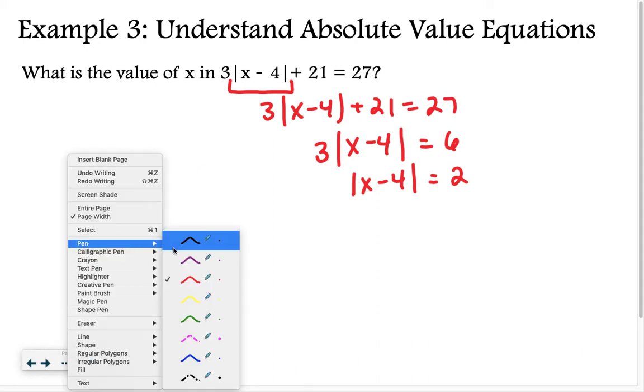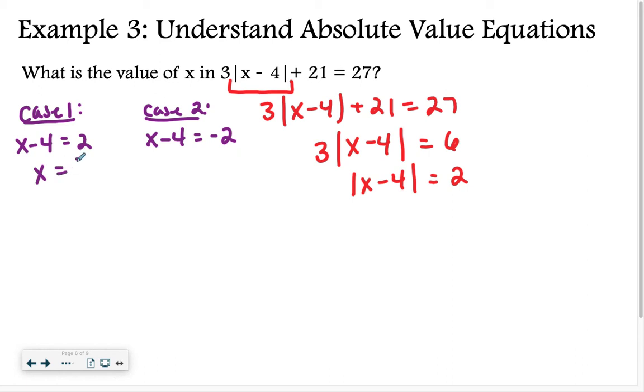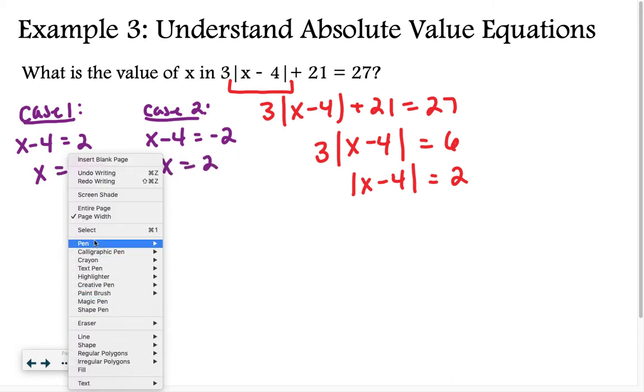Now I can do my case 1 and case 2. So I have case 1 is going to be x minus 4 equals 2. And then case 2 is going to be just x minus 4 equals a negative 2. All right, so then it's pretty straightforward to solve from here. I'm going to add 4 to both sides, so I'm left with x equals 6, and I'm left with x equals 2. And then what I can do is I can check my work.